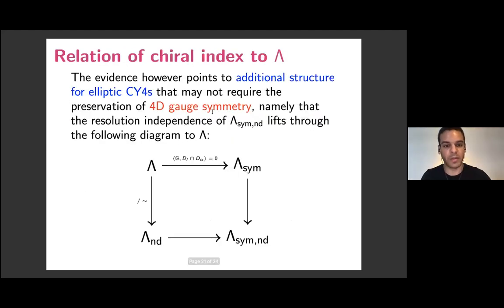So I'm just about out of time here. Maybe one other thing that I'll emphasize is that the space of chiral indices, which are believed to be resolution independent in the sense that they're an intrinsic property of the F-theory vacuum, potentially has more structure that lifts through this diagram that I have depicting various sublattices that one can go to when calculating the space of chiral indices and the relationship to this lattice lambda. So somehow there seems to be some structure that is independent of the requirement that one preserves 4D gauge symmetry, but is nonetheless also independent of resolution.